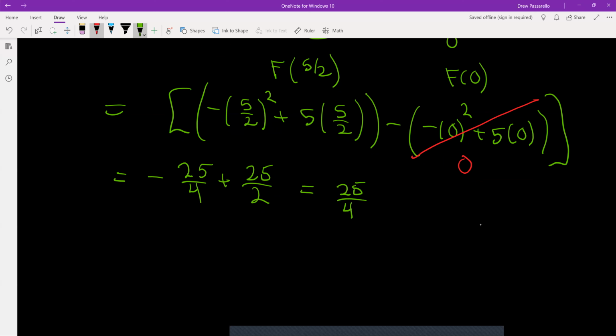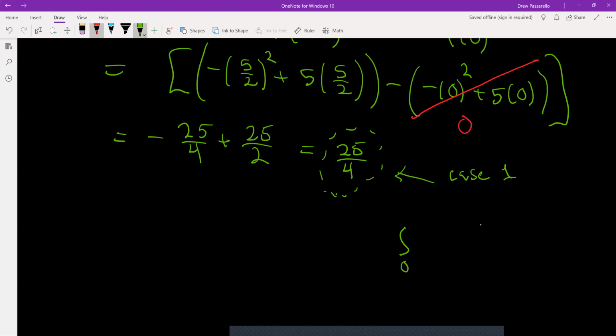All right, that was the definite integral, the first definite integral. So this was for case 1. In other words, when we integrated 0 to 5 halves of negative 2x minus 5 dx, that came out to be 25 fourths.